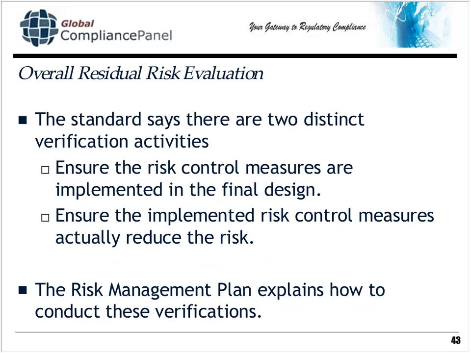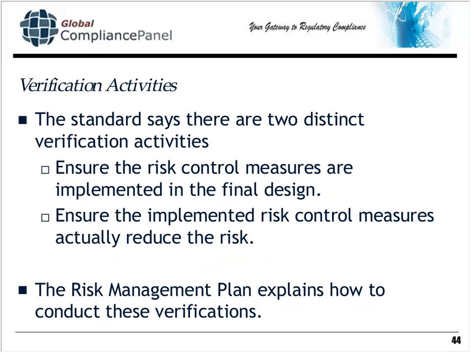Now, we're going to do verification activities, and the standard tells us there's two different kinds. The first is we're going to make sure that the risk control measures are actually implemented in the final design. All right, so this is really, really important. And then the second part of verification is to answer the question, will they really work? In other words, if they're implemented, are they actually going to reduce the risk? And the risk management plan explains how you're going to do that in your company. And there's a variety of ways to do it, but the risk management plan is going to be the place where you pick the methods and you define how you're going to do this work.